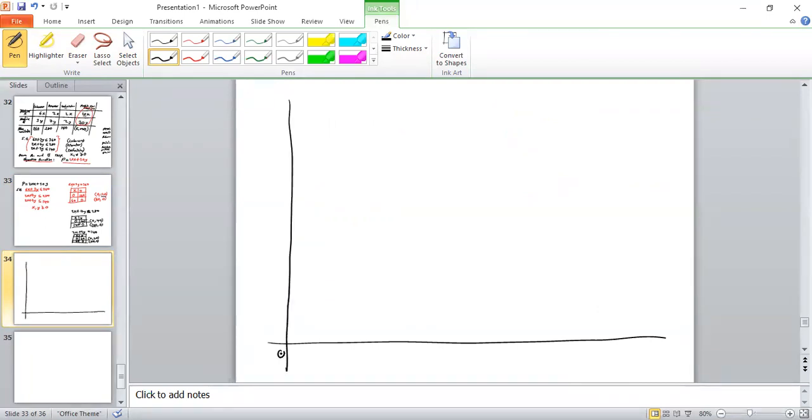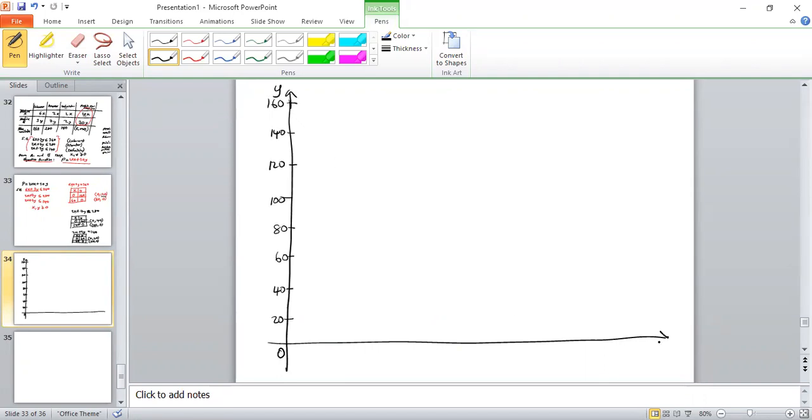Like that, 0, then we can do the 20s: 20, 40, 60, 80, 100, 120, 140, 160. So this is y.